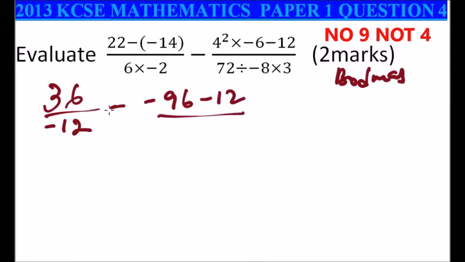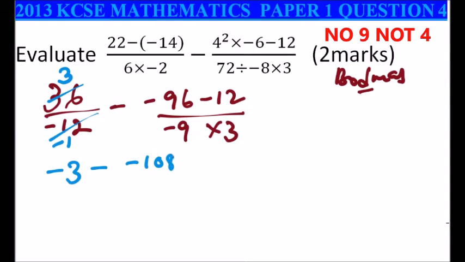All this is divided by, we have division and multiplication. So we start with the division, and this is 72 divided by minus 8, that will give you minus 9, multiplied by 3. So that's the first step. So here we can divide 36 by 12, you will get 3, and here you get minus 1, so there you will be left with minus 3, minus 96 minus 12. Minus 96 minus 12 is minus 108. All this is divided by 9 times 3, which is minus 27.